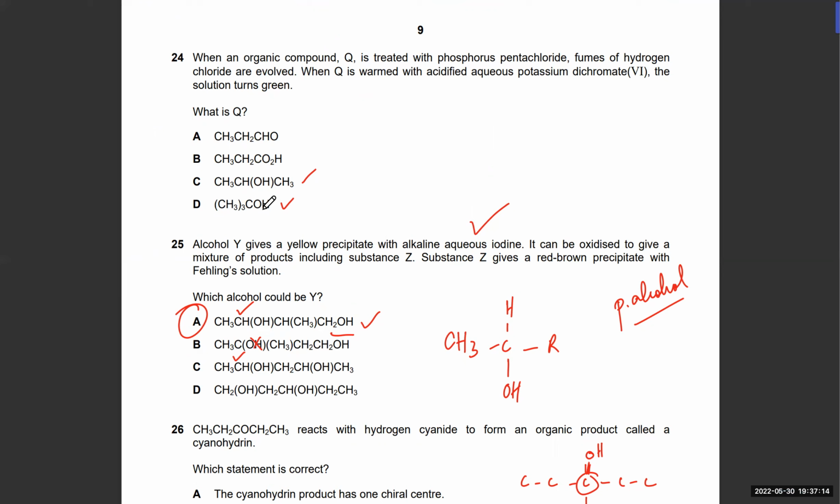What type of alcohol is D? D is a tertiary alcohol. It's tertiary, C with 3 CH3s, right? So it does not get oxidized. Yeah, it has no oxidation. So that's wrong. You're left with C then. That's a secondary alcohol, this one. Is that clear?